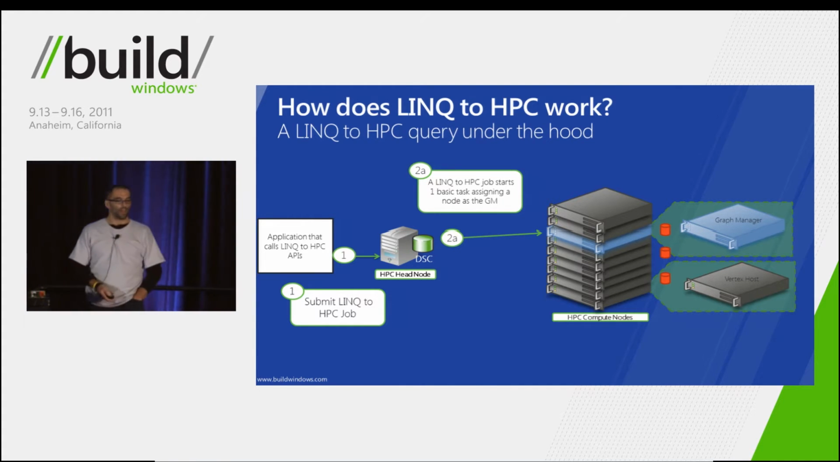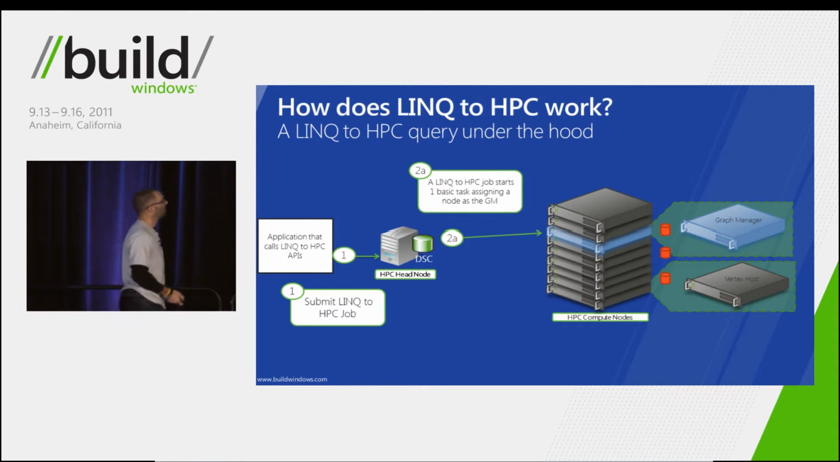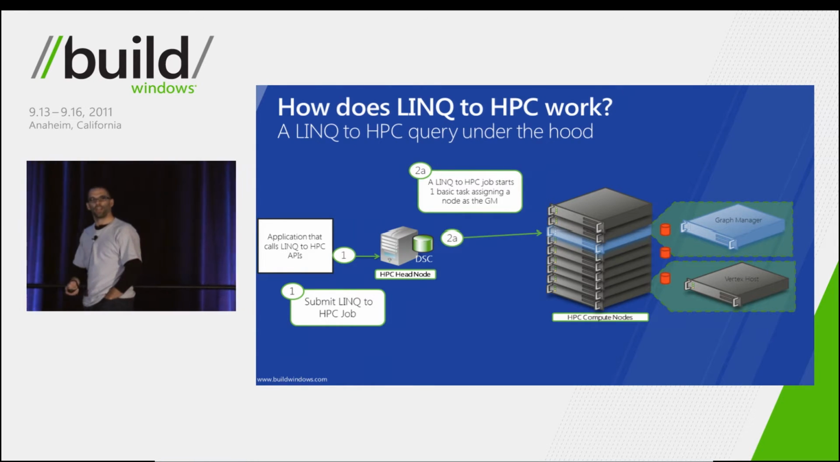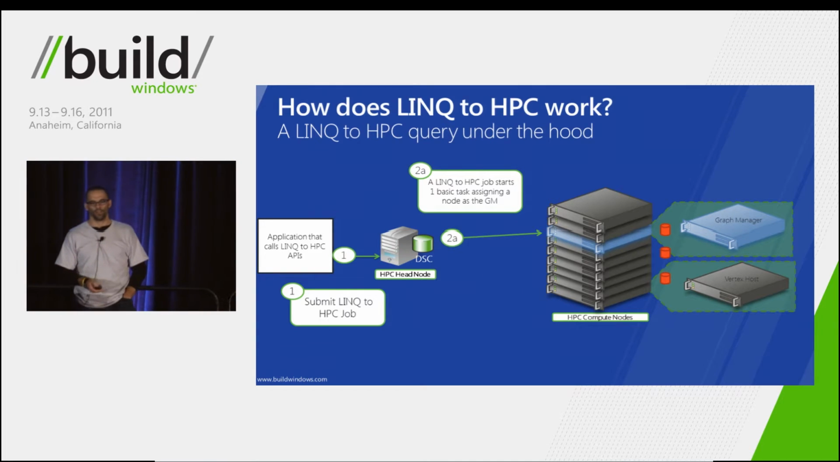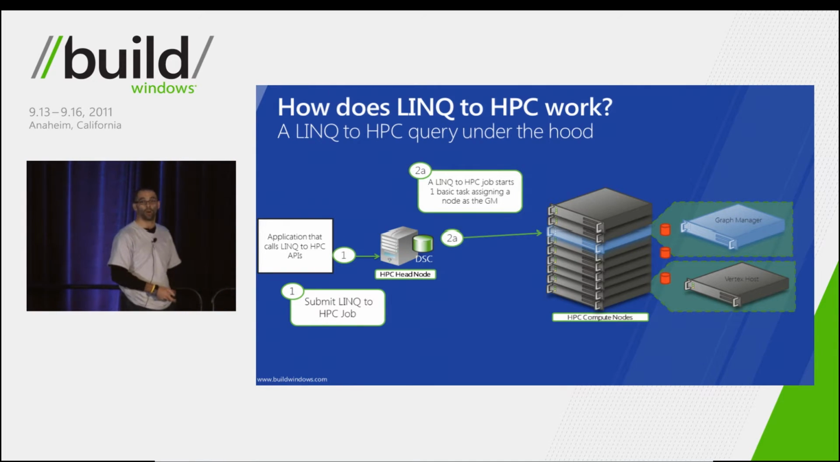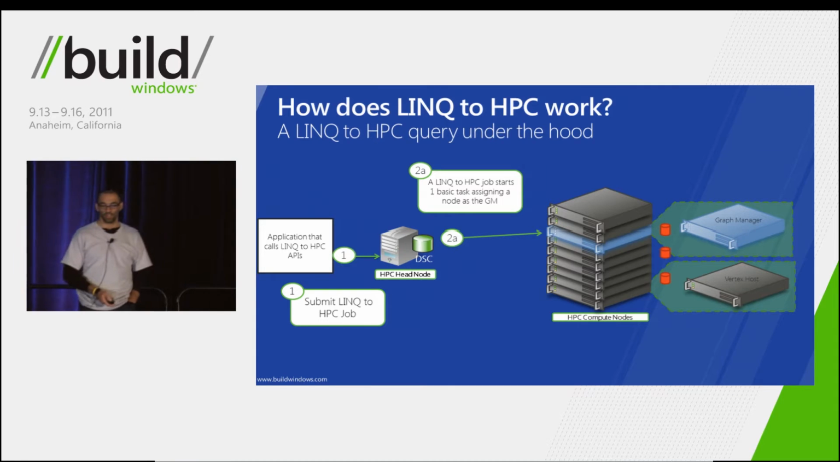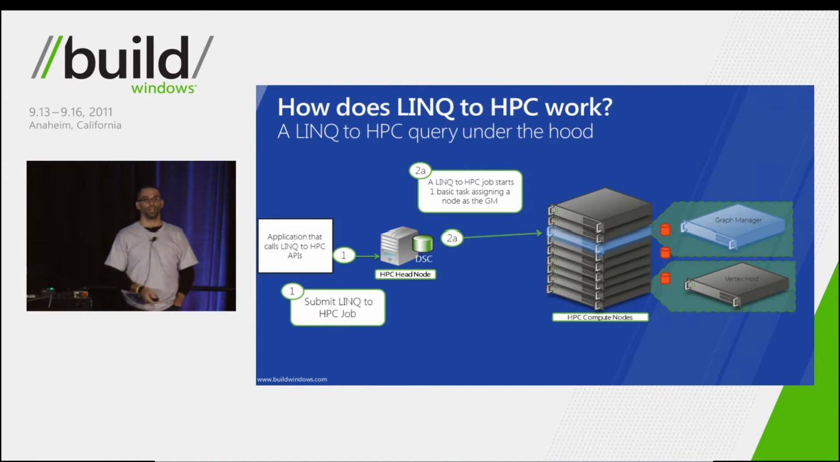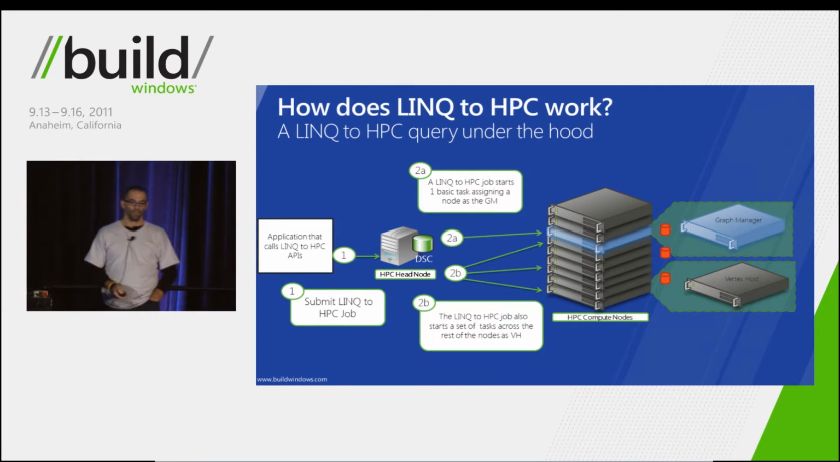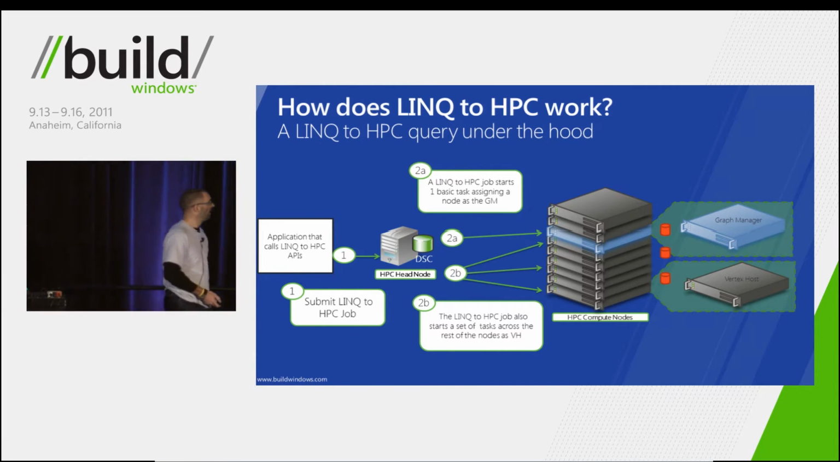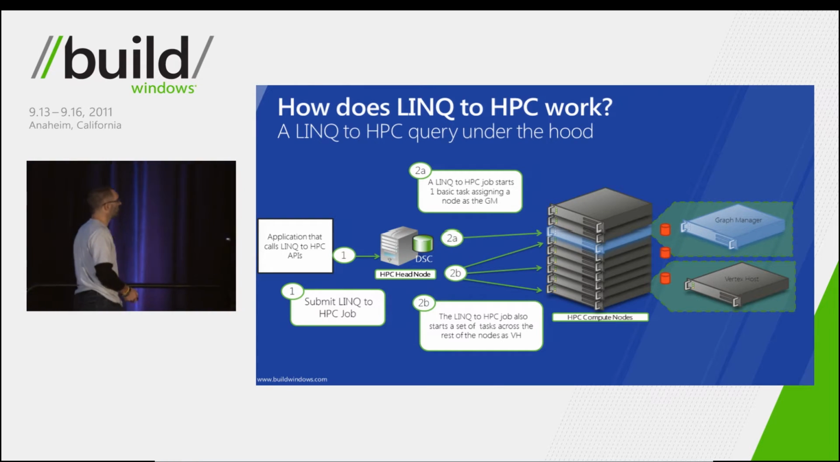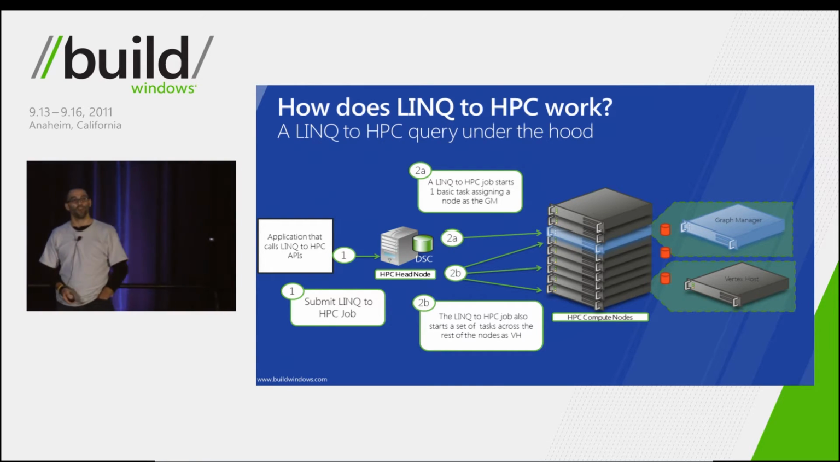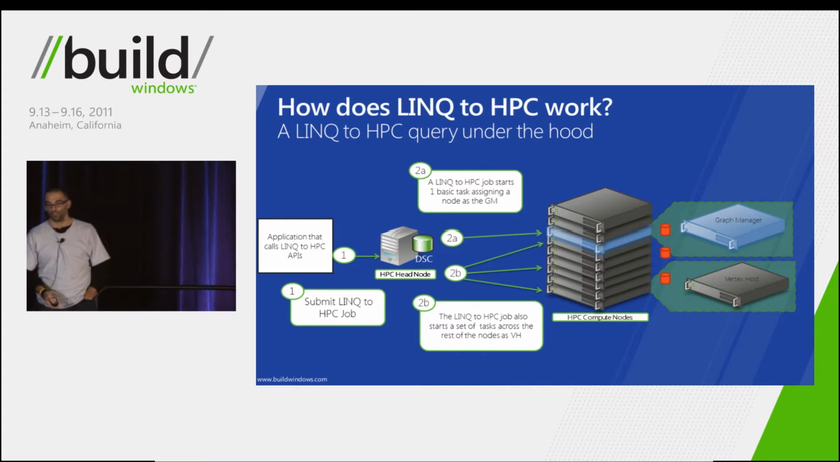The scheduler starts the LINQ to HPC job, right? And it basically starts one task, which is the graph manager, at which point the HPC scheduler gets out of the way, and the graph manager controls what's going on with that LINQ to HPC job. And the graph manager's job is to maintain data locality and deal with things like node failure. So the first thing the graph manager does is it spins up a whole load of tasks that run these things called vertex hosts across the rest of the nodes it was allocated.